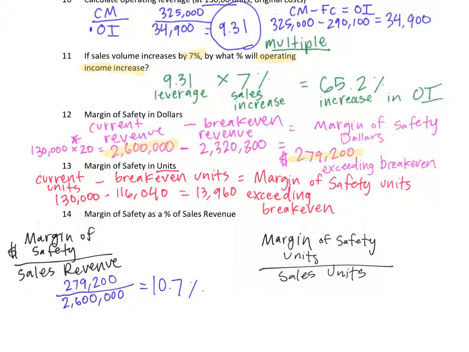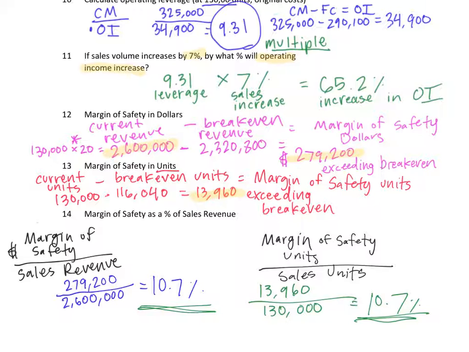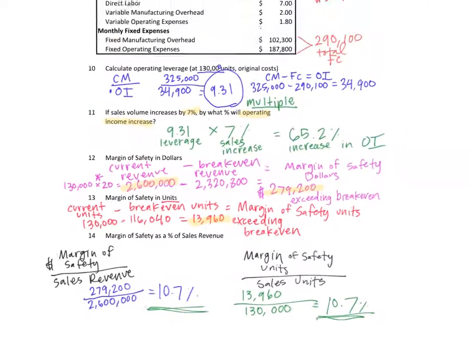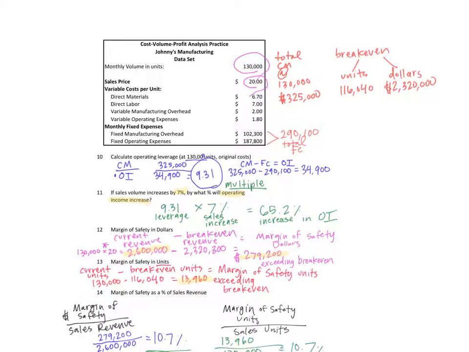Now let's look at the unit figures. So we will take our margin of safety in units, which we just calculated to be 13,960, and divide by our current level of sales units, which is the 130,000. So we do that division and we get the same answer of 10.7%. So you can calculate the margin of safety as a percent of revenue dollars or as a percent of units. Either way, you will come up with the same margin of safety percentage compared to revenue. And that concludes our third set of calculations for our CVP practice.